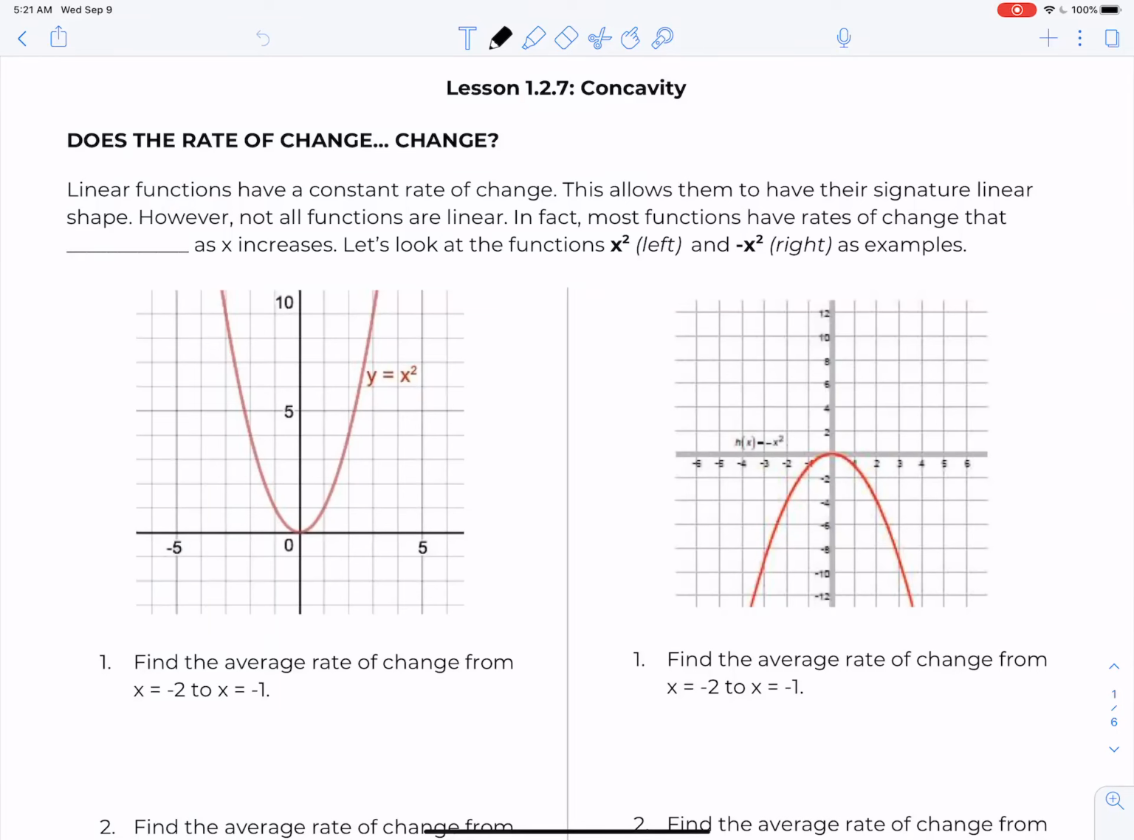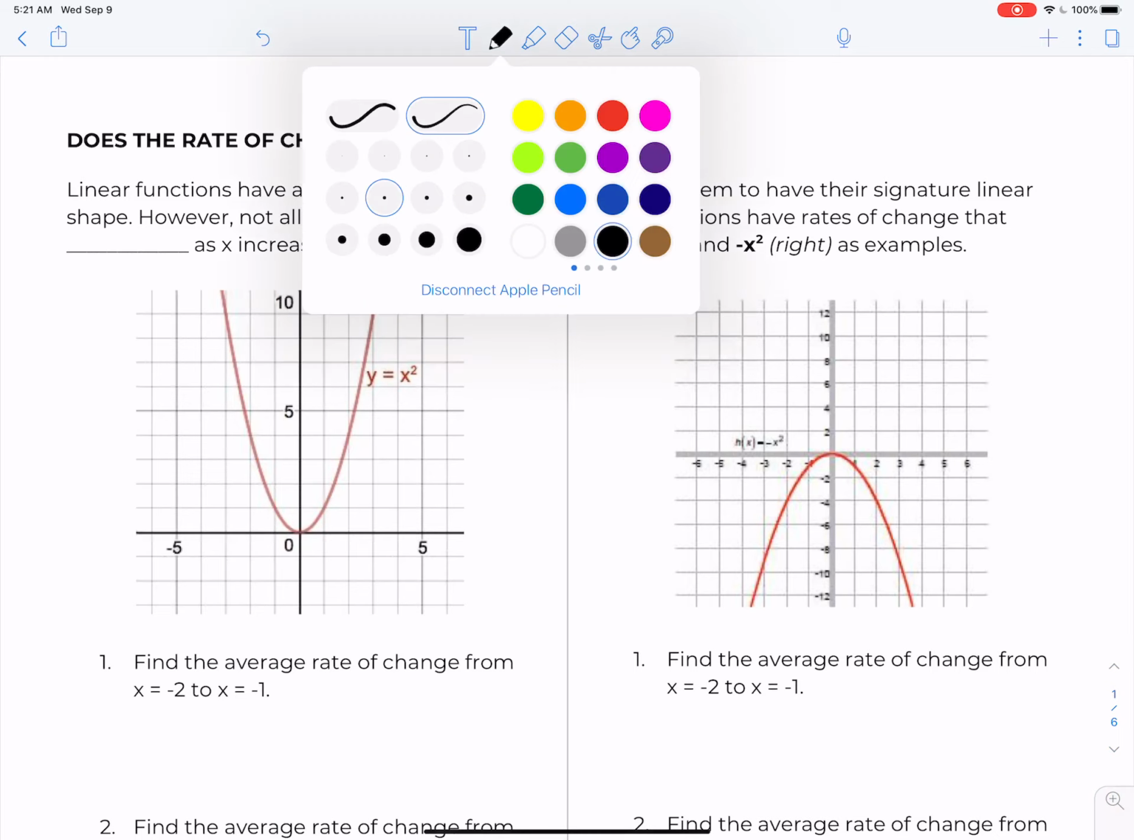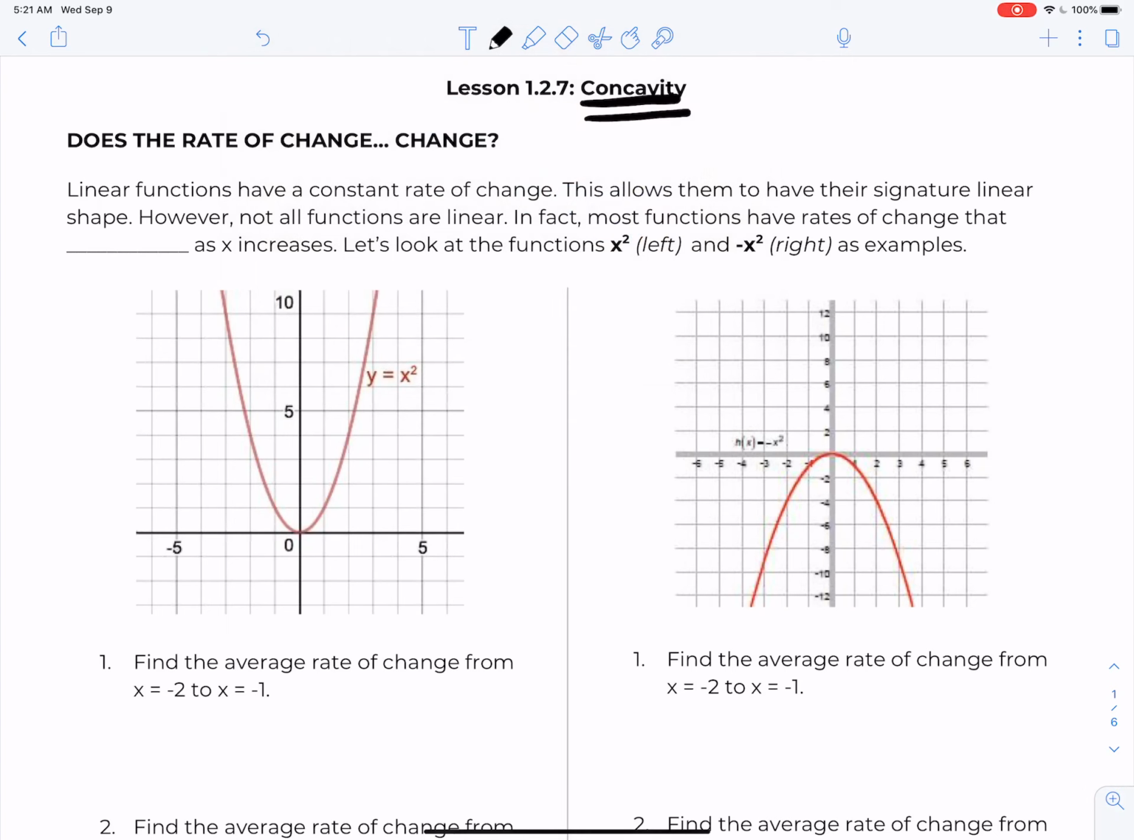Today we're talking about the concept of concavity. Now, concavity is something that is most likely going to be new for a lot of us here in this class, but it really is something that is pretty intuitive. We just have to see examples of it.